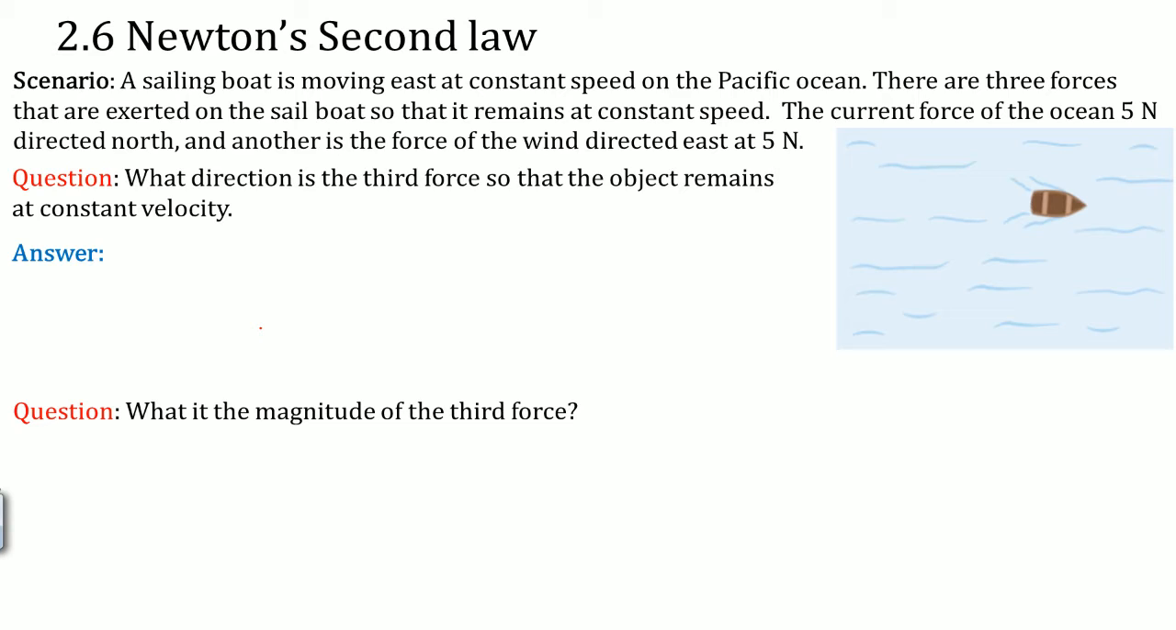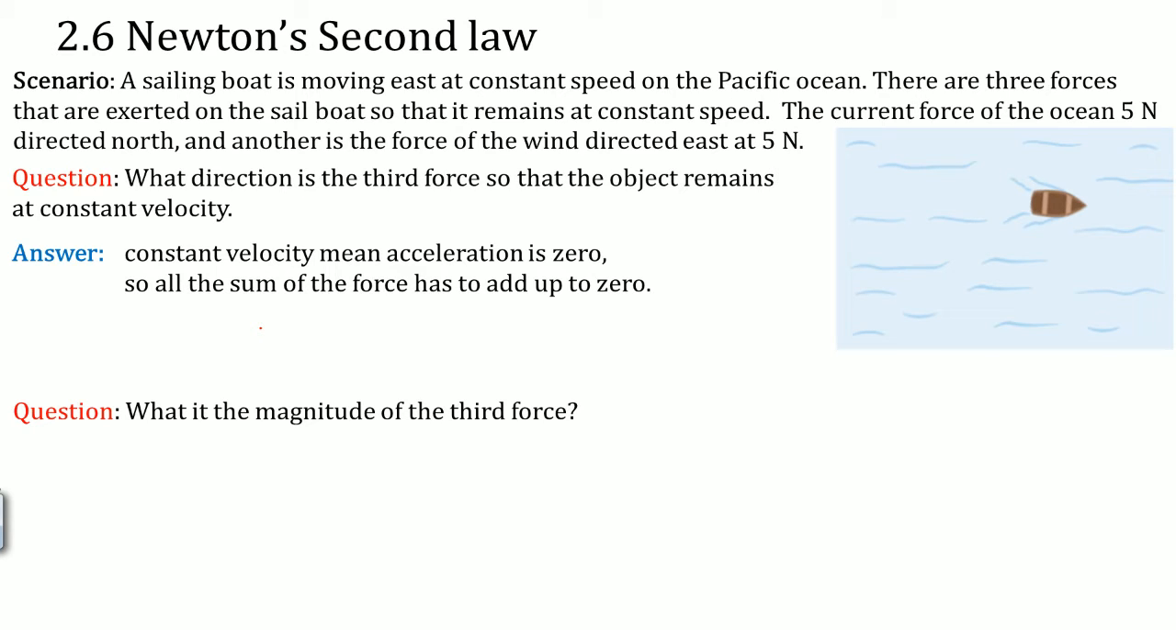Let's just label the forces in the picture. Notice that the force to the right, in purple, is 5 newtons. The force going up is the current force, which is 5 newtons. That green line is the net force as a result of those two forces. So right now you can say that there is a net force going northeast.